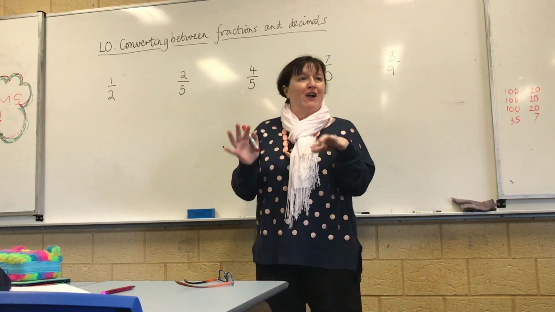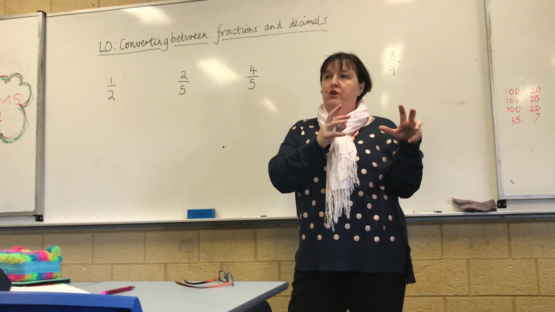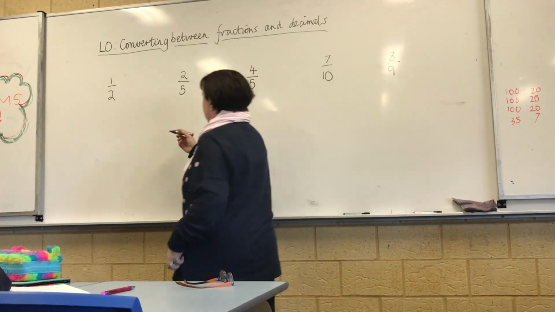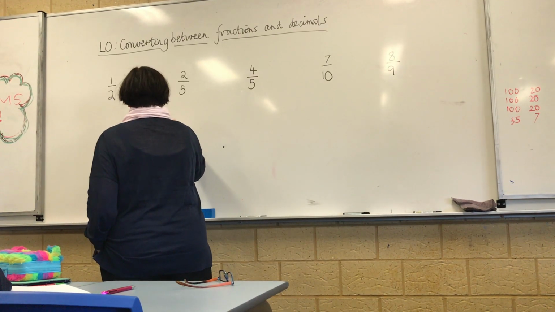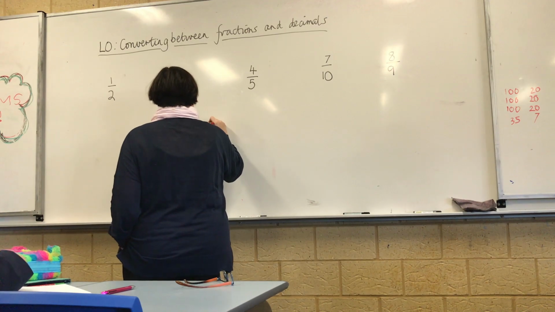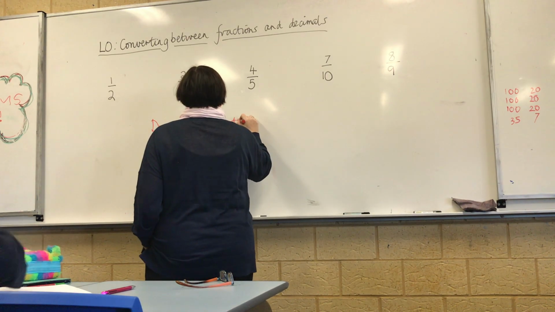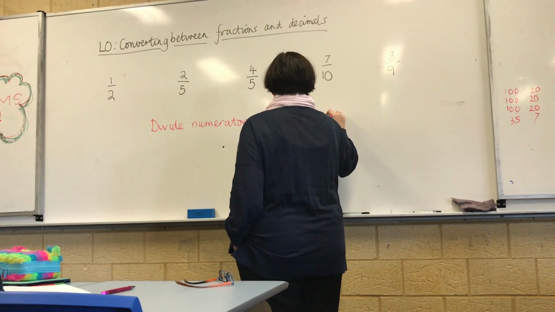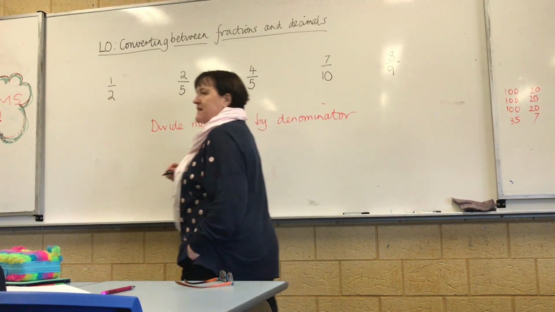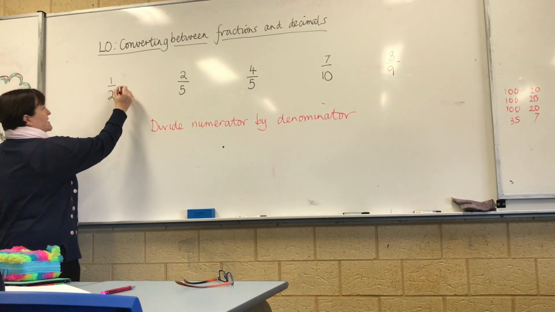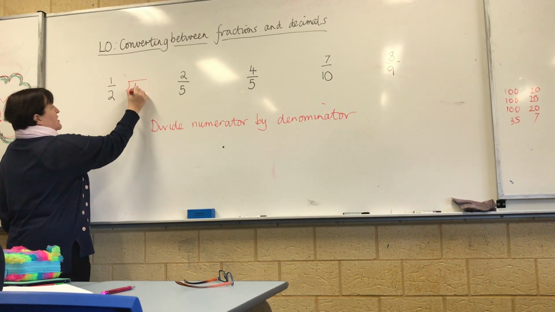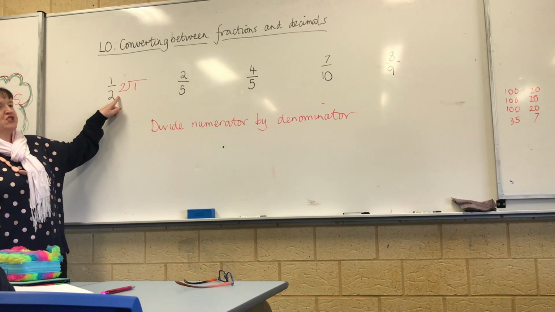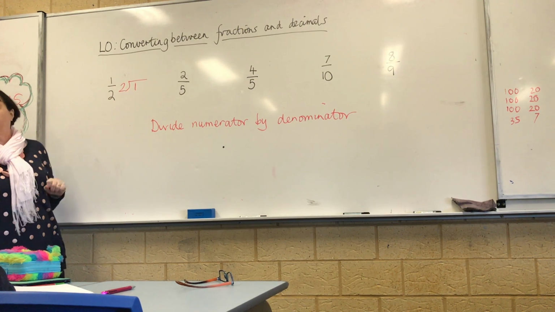So, to change a fraction into a decimal, what we do is we divide the numerator by the denominator, that's right. So let's have a look at 1/2, how we do that. So, we divide the numerator by the denominator, okay? So, it's 1 divided by 2.